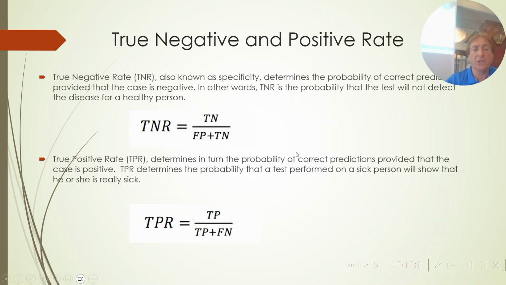What is the true negative rate? If a person is healthy, it's the probability that the test will not detect the disease for a healthy person. We know it actually from Corona, a similar nomenclature was used. And the true positive rate is the rate at which a sick person will show that he or she is really sick. So this is true positive and this is true negative.